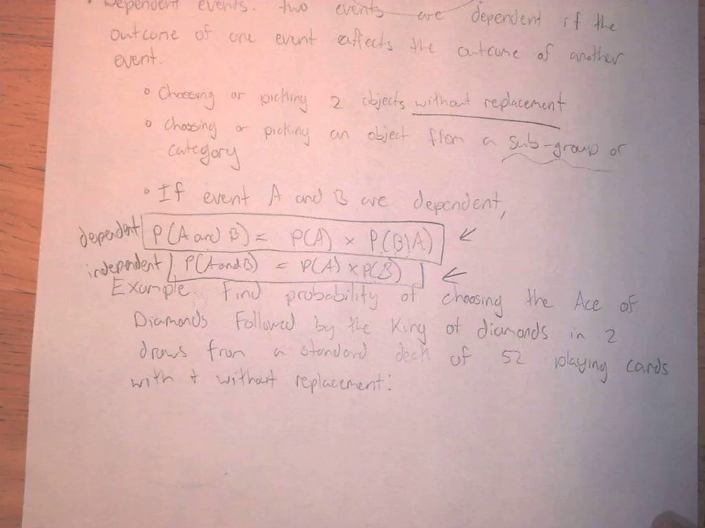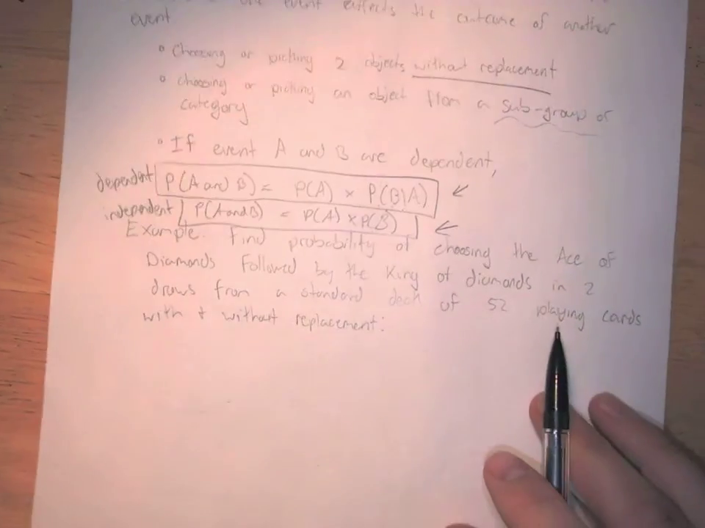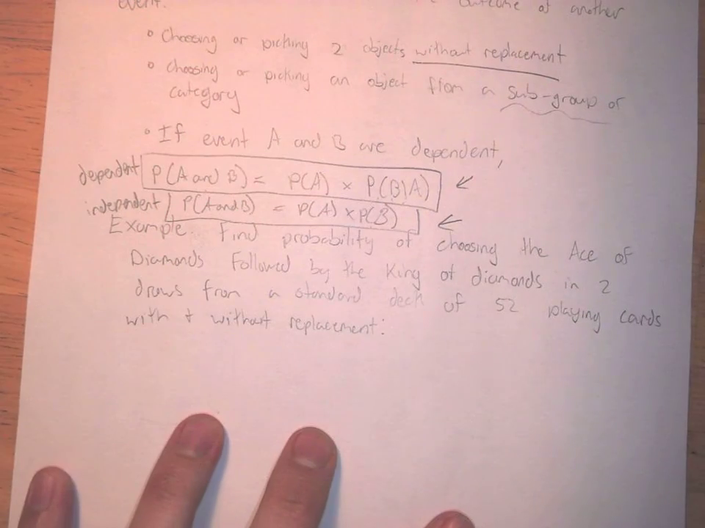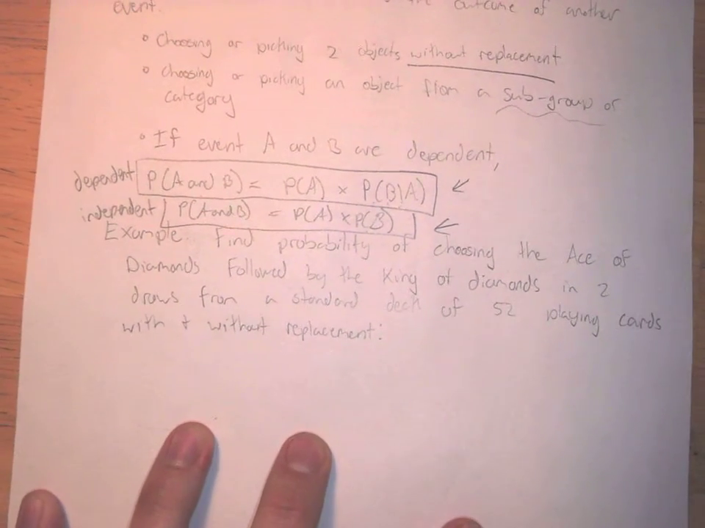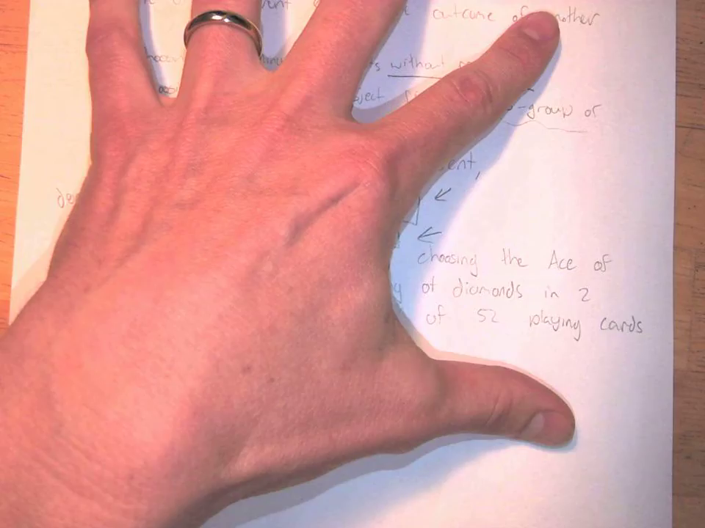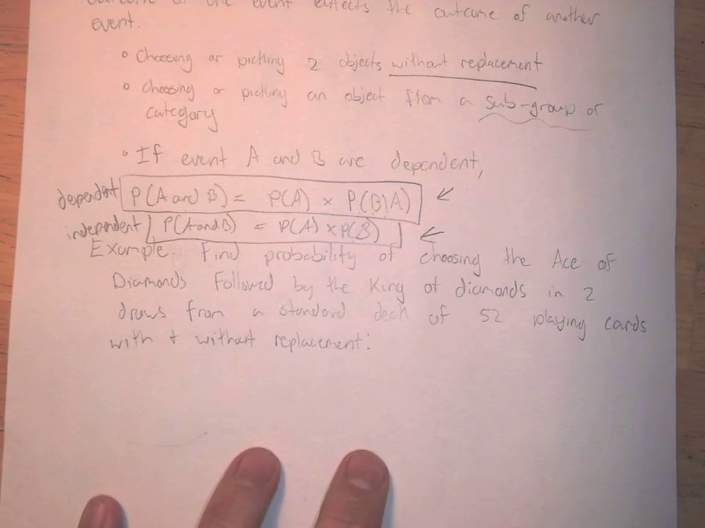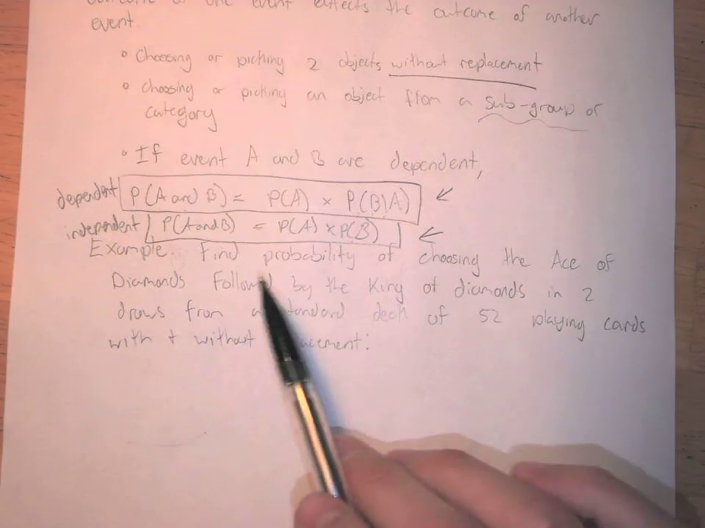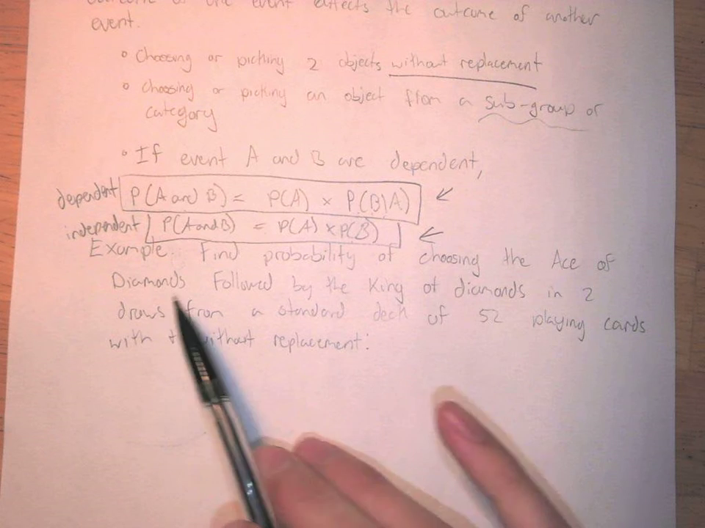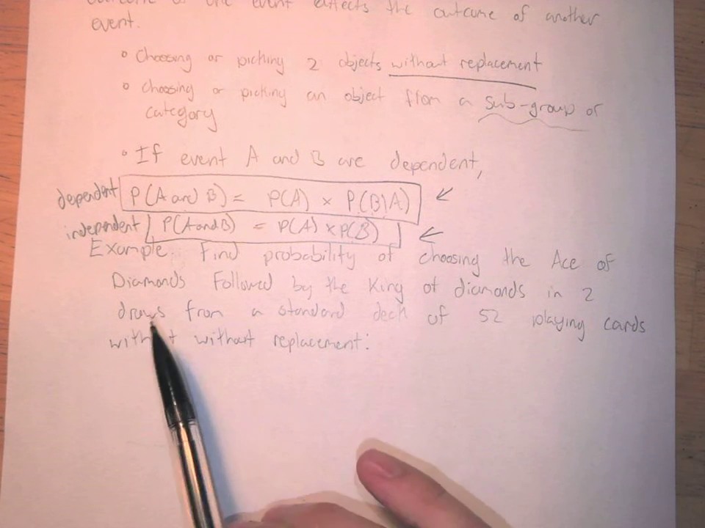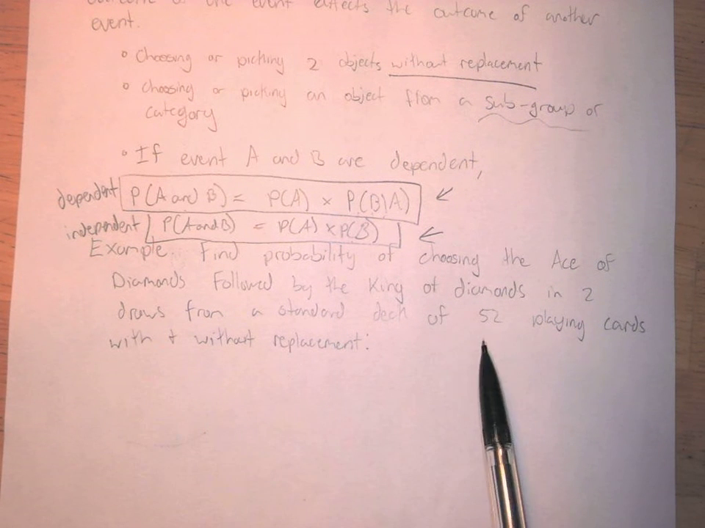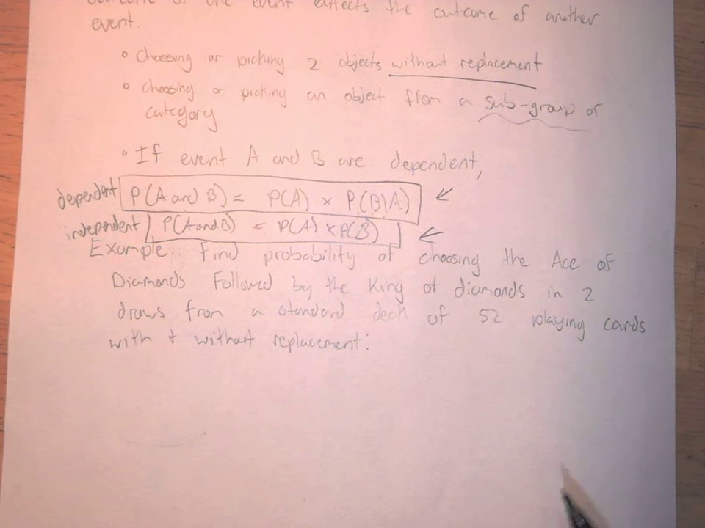Okay, let's do an example. We're going to look at both cases. This is, again, another one that I made up, but it'll help us compare and contrast between an independent scenario and a dependent scenario. So find the probability of choosing the ace of diamonds followed by the king of diamonds in two draws from a standard deck of 52 playing cards with and without replacement.